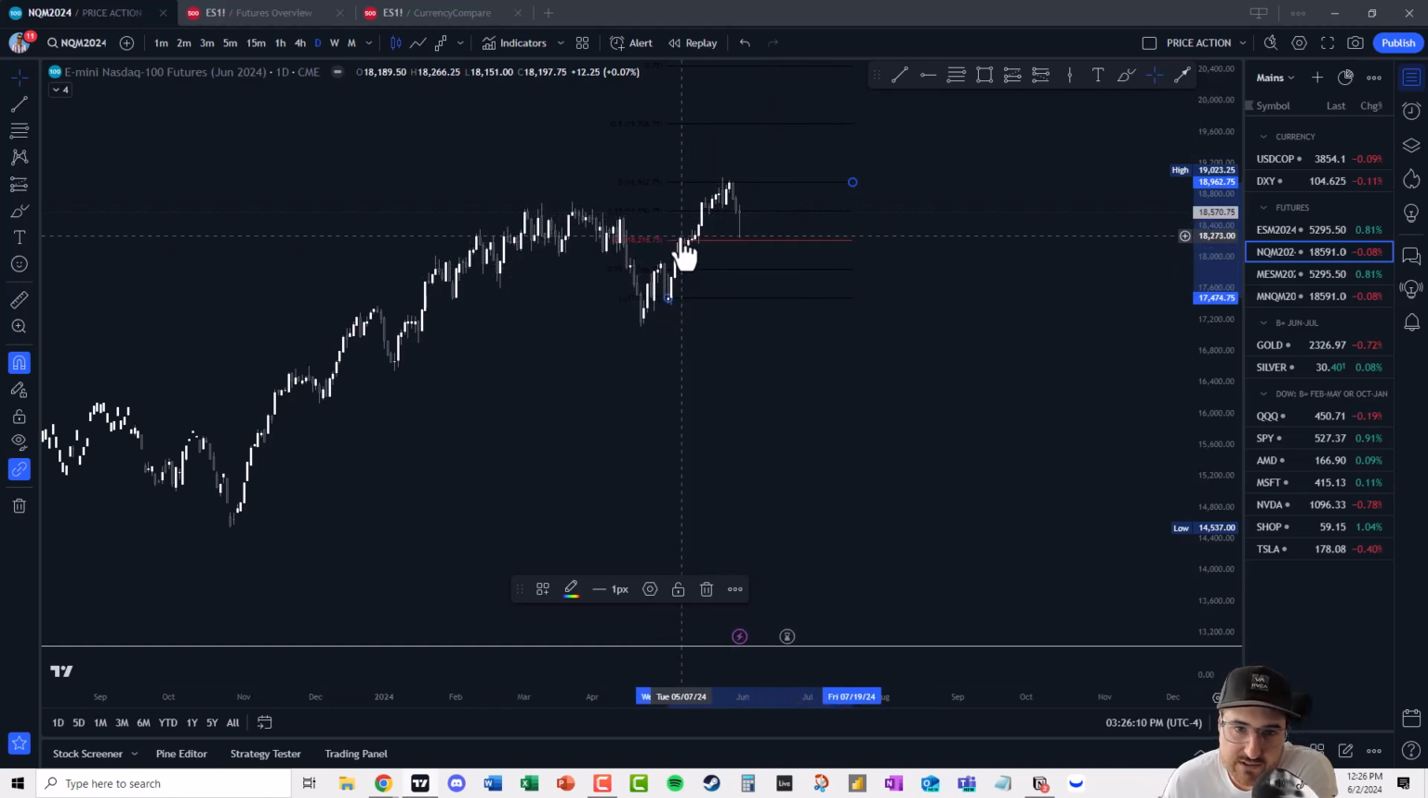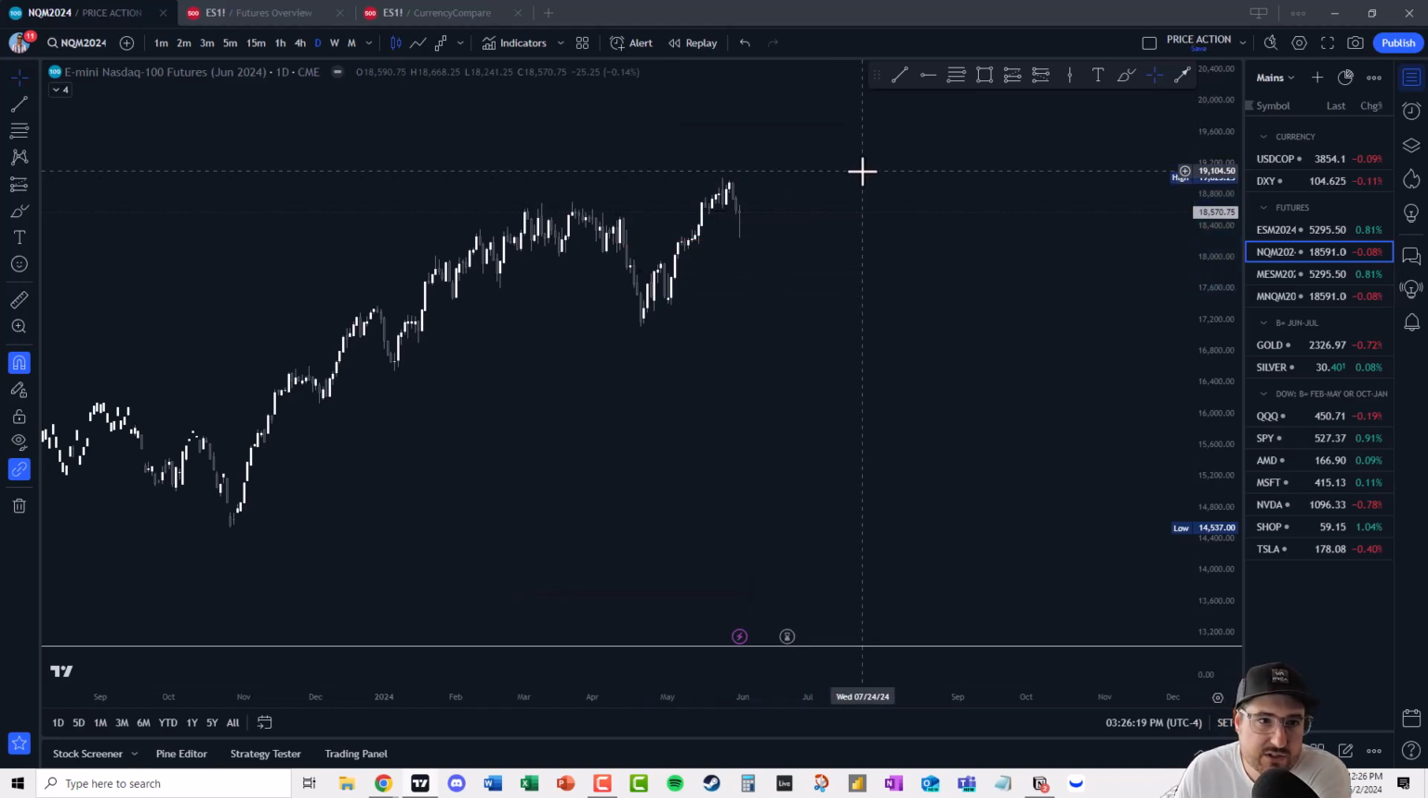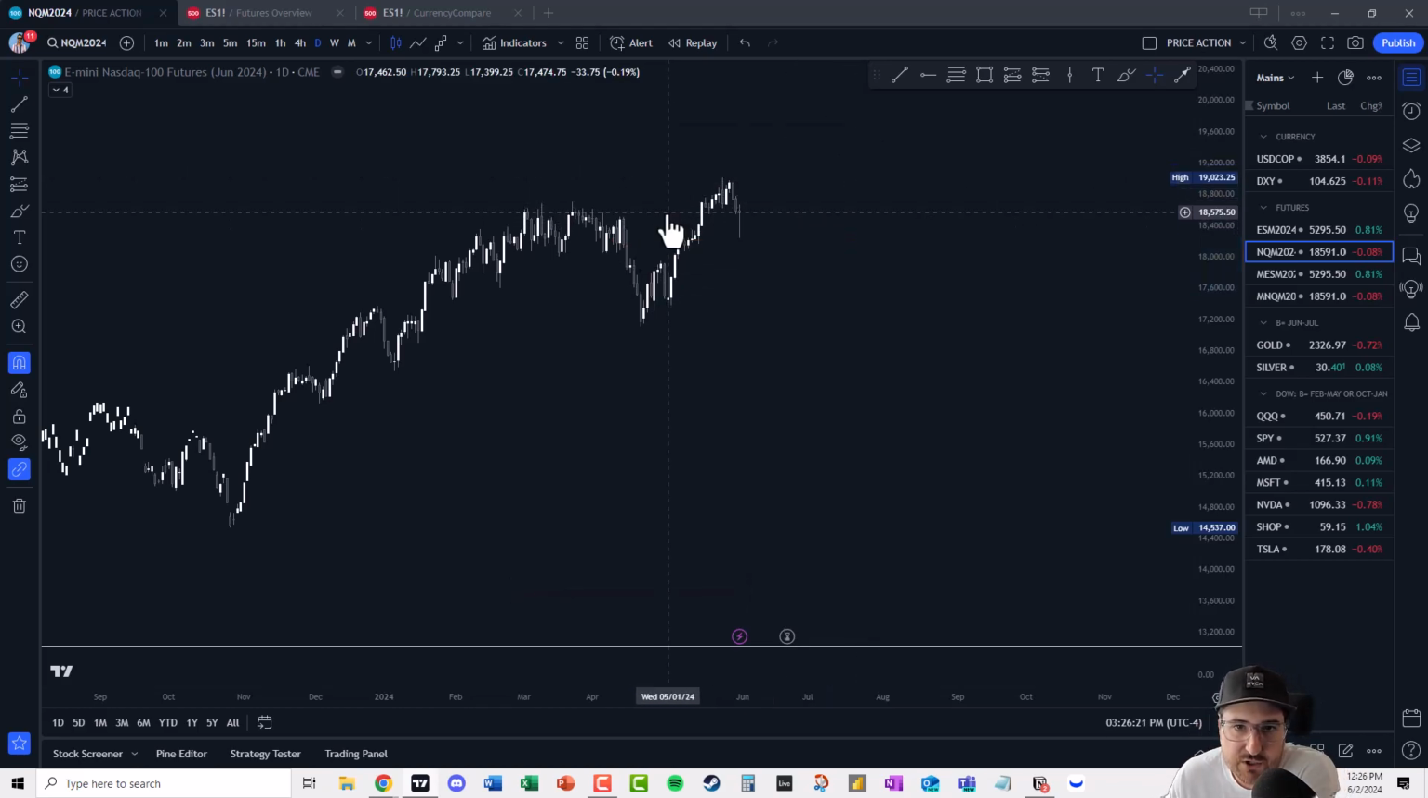so maybe we do go lower into this leg right here with these fair value gaps. I don't know. I'm still looking to go up. Maybe that comes later. Just a level to look at. But you can see we did go through these fair value gaps and then again close right up here in this range that I was talking about.